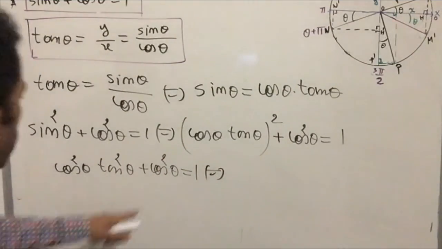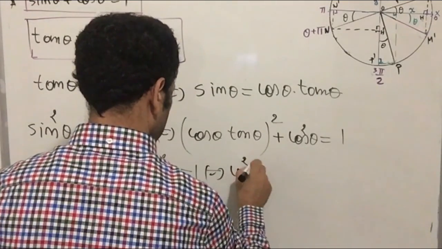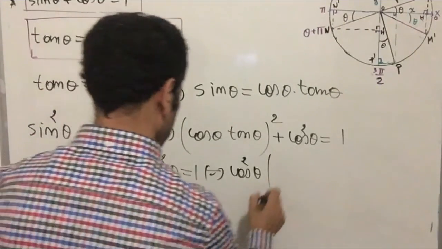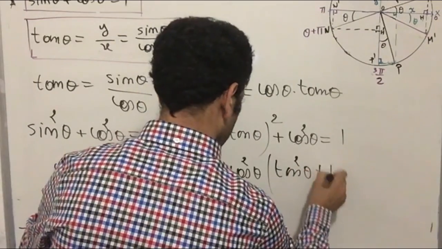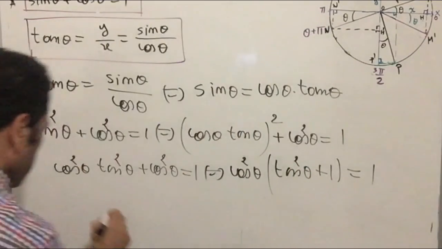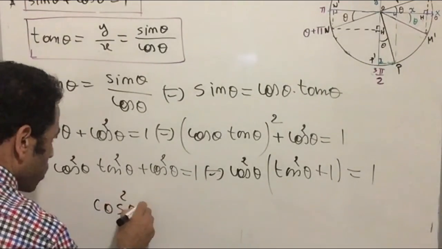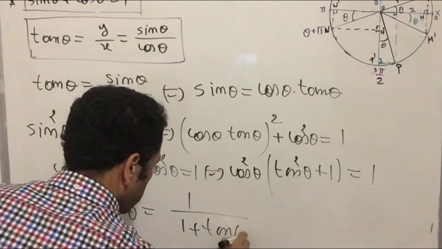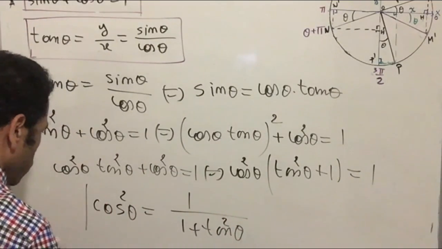Let's make cosine square theta a multiplier of the whole thing. So cosine square theta is multiplied by tangent square theta plus 1 equals 1. I will have this new equation: cosine square theta equals 1 over 1 plus tangent square theta. This is a new equation.